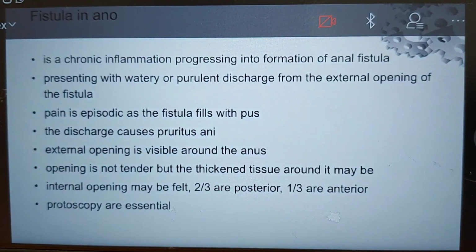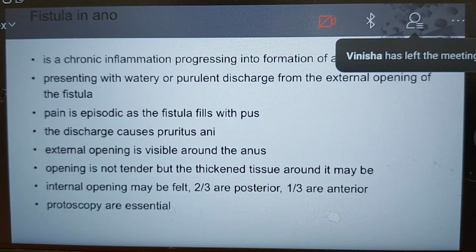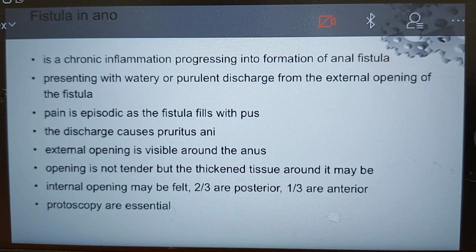Okay. So now I'm talking about the fistula in ano. Fistula in ano is a chronic inflammation progressing into the formation of an anal fistula. So you would be presenting with a patient complaining of a watery or pus discharge from the opening of the fistula, and the pain is episodic, when the patient will feel pain when the fistula is filled with pus. And when there's a pus discharge from the opening of the fistula, it will cause pruritus as well.